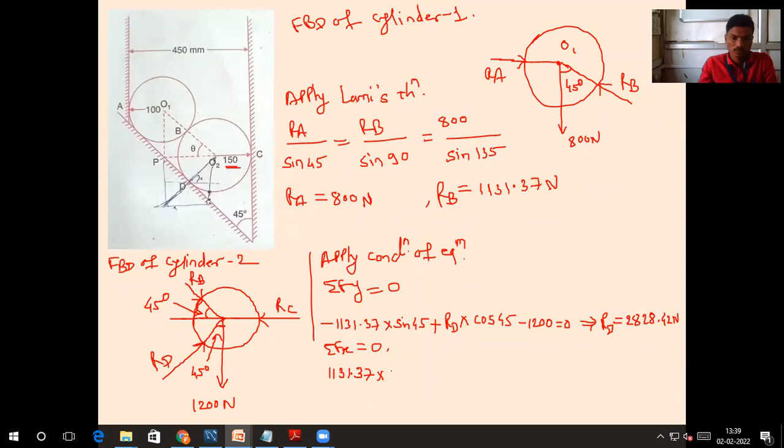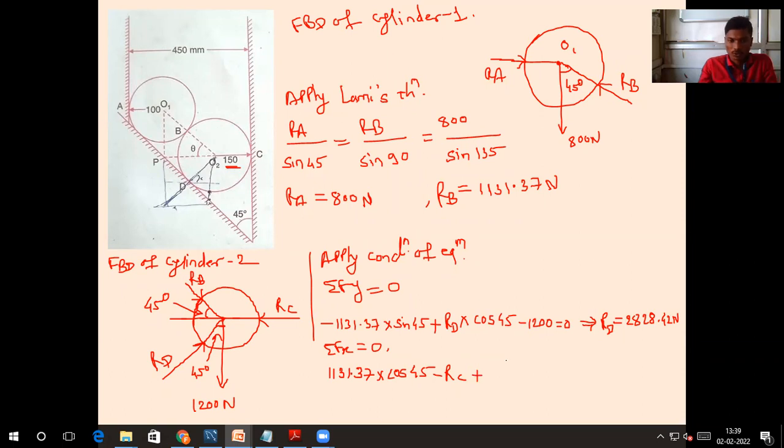Cos. Cos 45. The next force. Let us take RC. Plus or minus? Minus. Okay, it is going towards the negative side, or we can say the left hand side. Next, RD. Is it going towards the positive x-axis or negative x-axis? Positive x-axis.